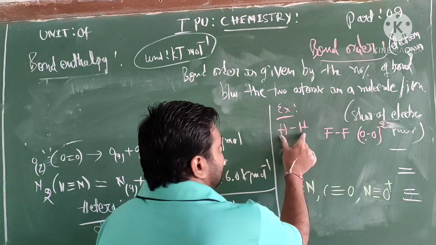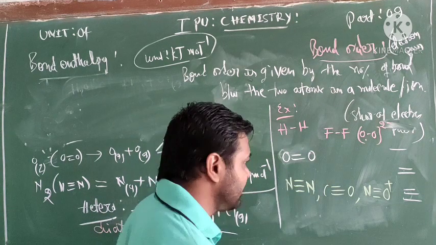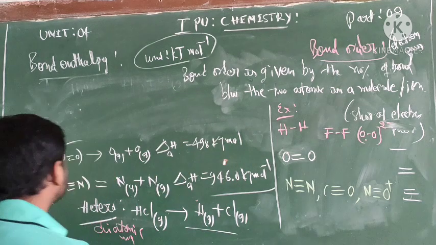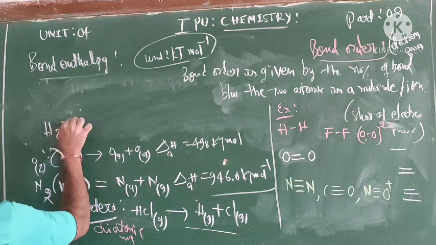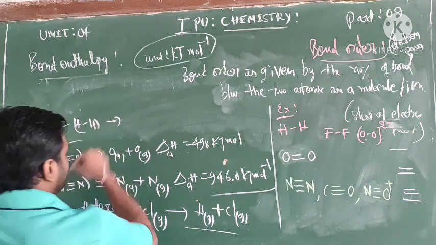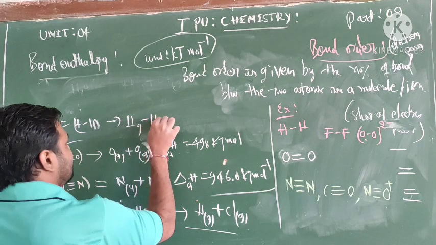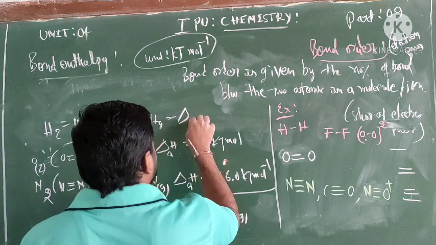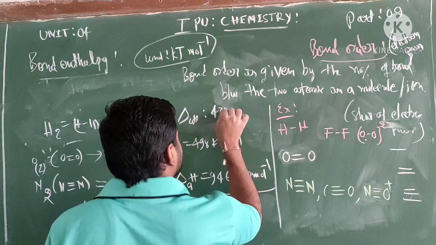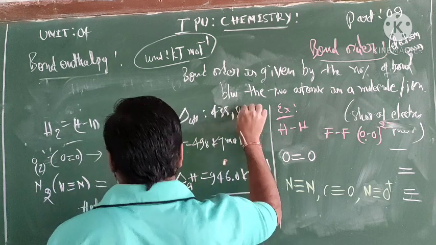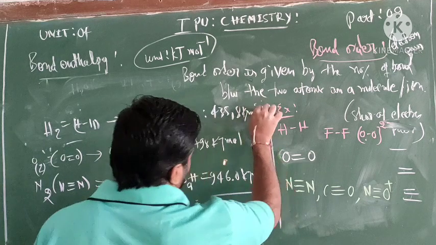This is the HH hydrogen molecule. See here, in the hydrogen molecule, we consider H gaseous and H gaseous, where delta H is given as 435.8 kilojoules per mole.